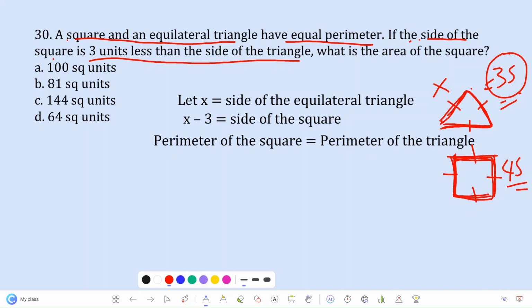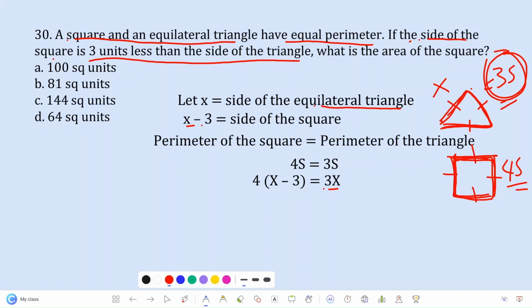Now, since the perimeter of the square is equal to the perimeter of the triangle, we write 4s is equal to 3s. Ito na yung mga kinuha natin kanina. Pero may dapat ka ditong alalahanin na ang side ng square is x minus 3. Dahil siya ay 3 units less than the side of the triangle. Okay? So, i-represent na natin ang x, ang side of an equilateral triangle. Let it be x. Tapos, ang side ng square is x minus 3. So, 4 times x minus 3 is equal to 3x.